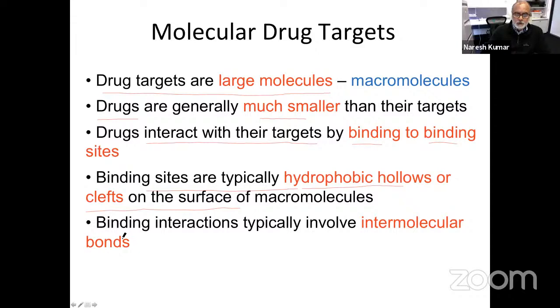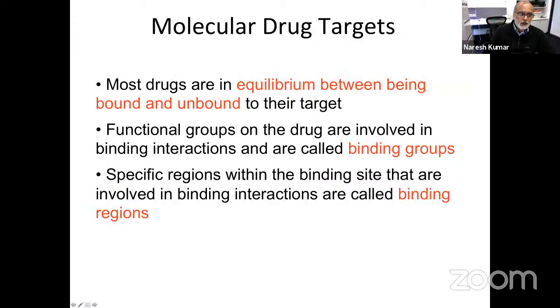And also we're going to learn that when a drug binds to the biomolecule, it involves some sort of intermolecular bond. It's going to form some sort of bond, and that bond can be a covalent bond between the drug and the biomolecule. More typically, it could simply be a non-covalent bond. We'll see examples of that in a second. The other thing you need to know is that most drugs, when they bind to a biomolecular target, are in equilibrium between being bound and unbound to the target. So there's some sort of equilibrium between the free drug and the drug bound to the target.